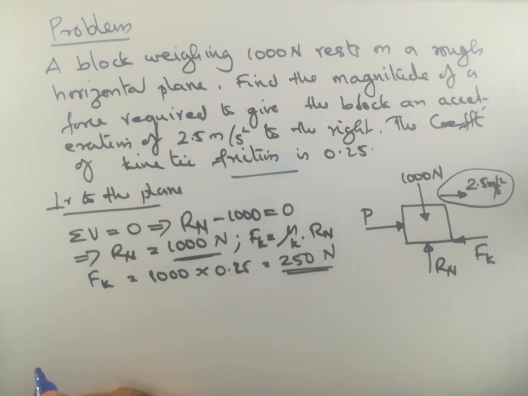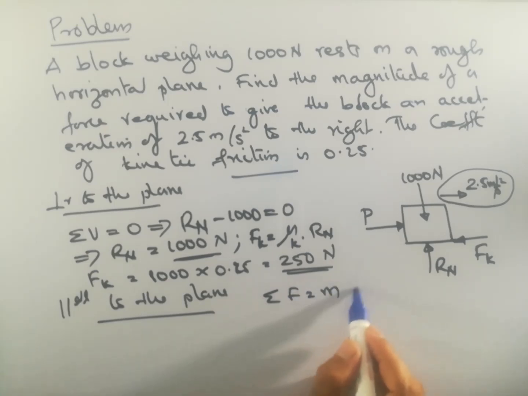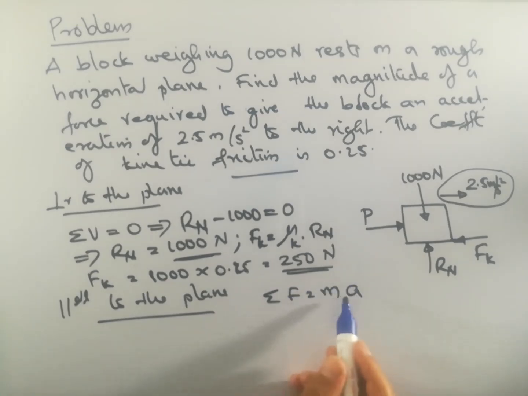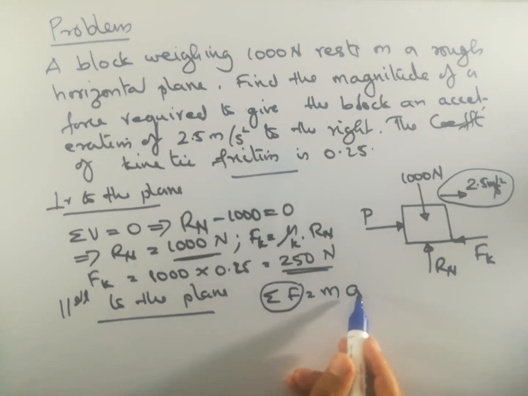Okay. So now consider the forces parallel to the plane. So parallel to the plane, the forces are P and Fk. So here we will apply Newton's second law of motion, that is sigma F equal to ma, because net force equal to mass into acceleration.